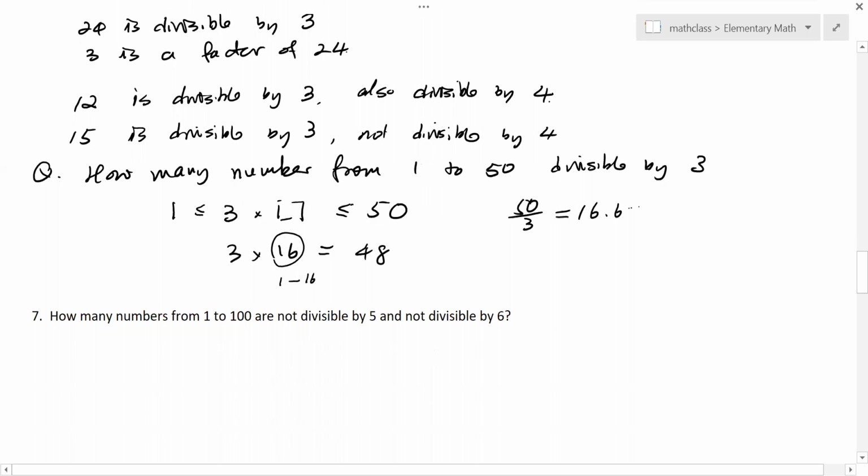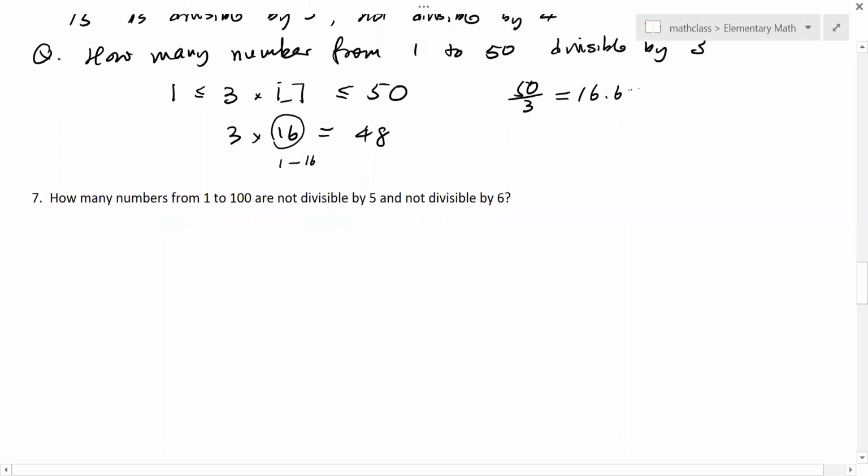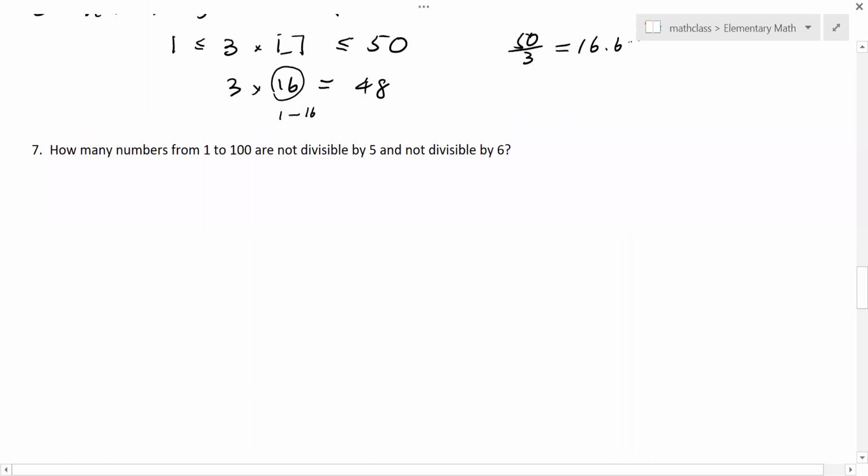All right, so let's look at this next problem. How many numbers from 1 to 100 are not divisible by 5 and not divisible by 6? Oh my God. Okay, I wanted you to try it first.